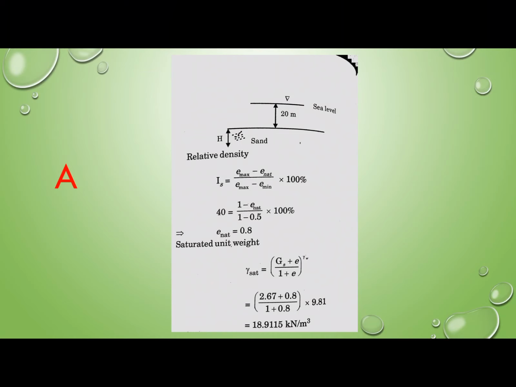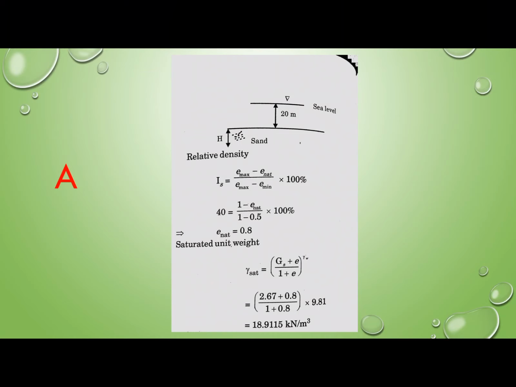So just substitute the values for E max and E minimum, and relative density is also given. So we are getting the natural void ratio as 0.8. Next we have the equation for saturated unit weight, which is Gs plus E by 1 plus E into gamma W. It's not G plus E raised to gamma W, it's G plus E into gamma W by 1 plus E.